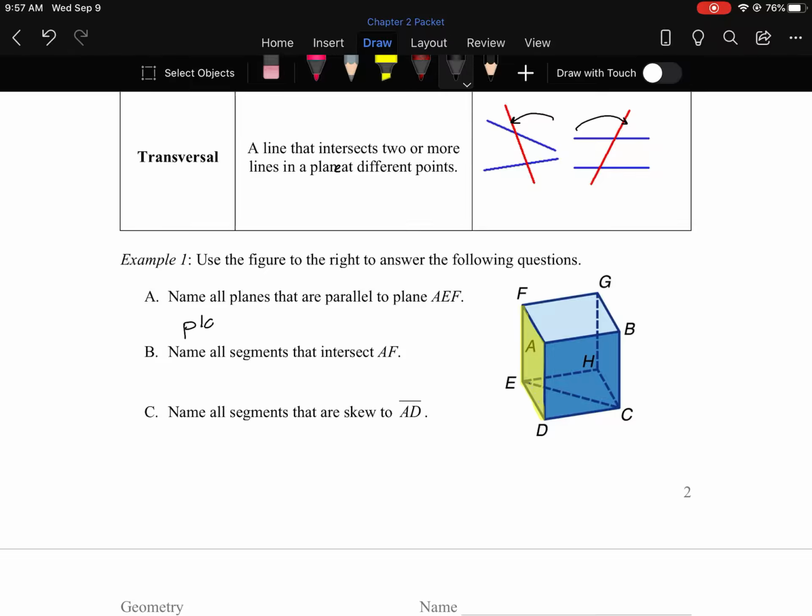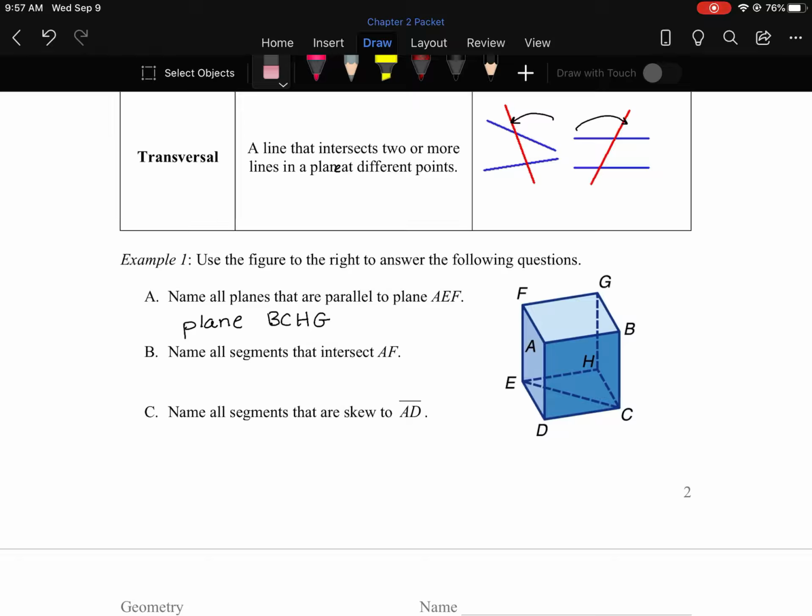So it's going to be plane BCHG. Okay, so it's the right side of the box. Let me highlight that one so you can see. Those are the two parallel planes.